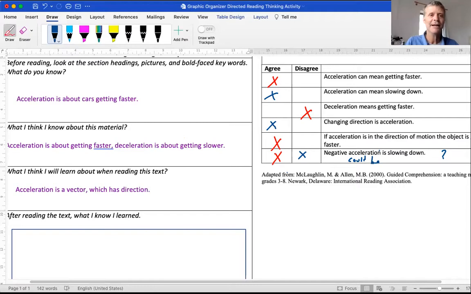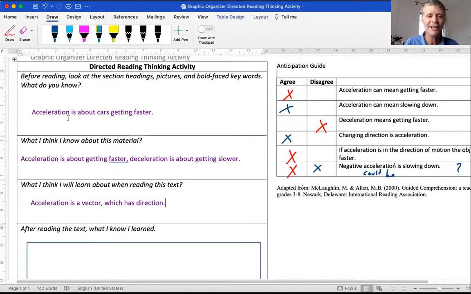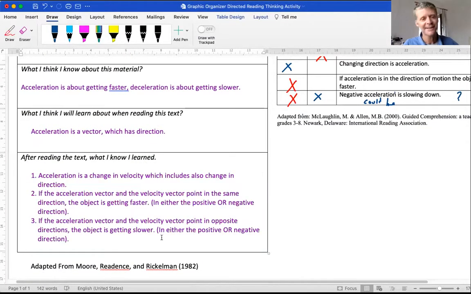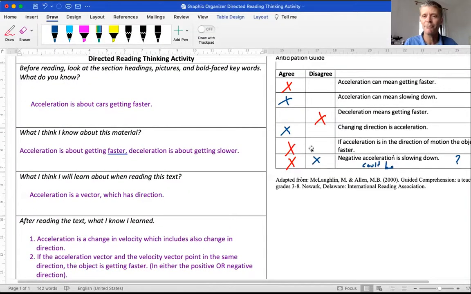So let's go back to what students are thinking. After they've done the reading, thought about what they know, and thought about the anticipation concepts, they write down what they learned. Again, I've typed this up, but for example, students may write something like: acceleration is a change in velocity, which includes also change in direction. That's from the text, from what the graphic organizer showed, and from what they thought.